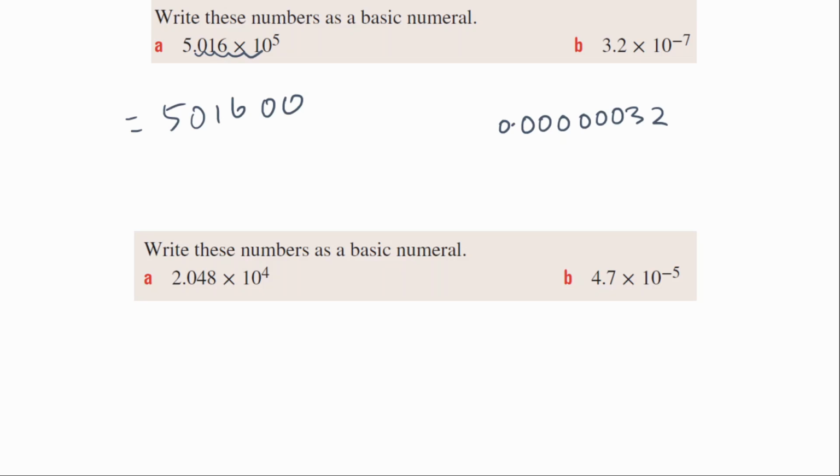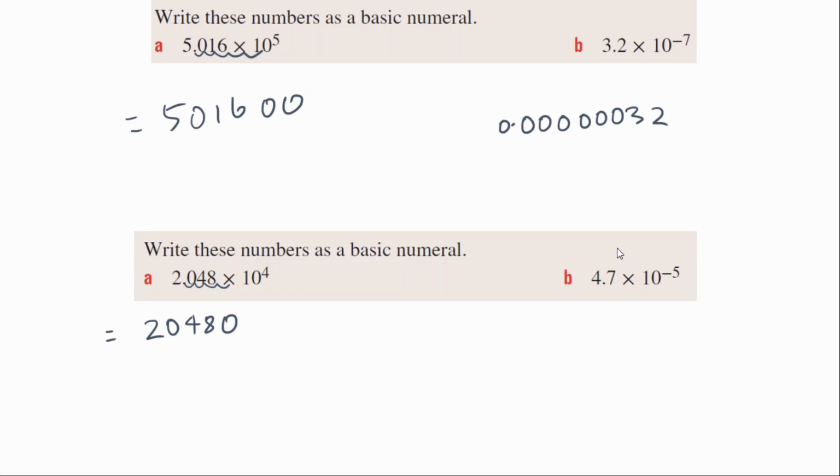Alright, so this first one is times 10 to the power 4. So just moving the decimal point 4 spaces, 1, 2, 3, 4 to the right. So it gives me 2. That's 1 space, 2 spaces, 3 spaces, and 4 spaces there. So your answer should be 20,480.